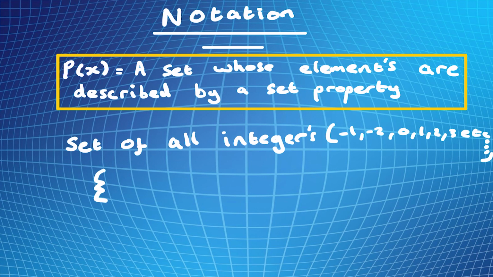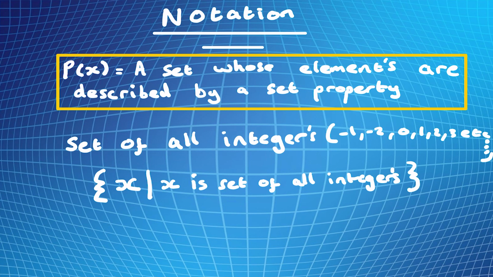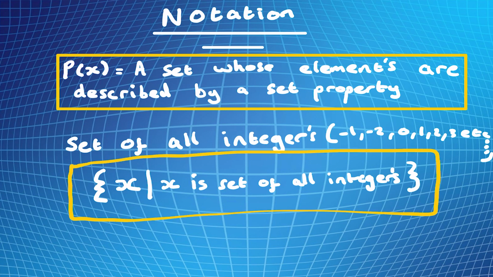Or you can draw a set with brackets, but instead of listing all of its elements down like normal, we just call all of its elements x. We put a straight line down after x, which means "such that," and finally we describe what x is. So in the case of all integers, we draw the brackets, call all of its elements x, and describe x's properties, which is it's a set of all integers, as described below.